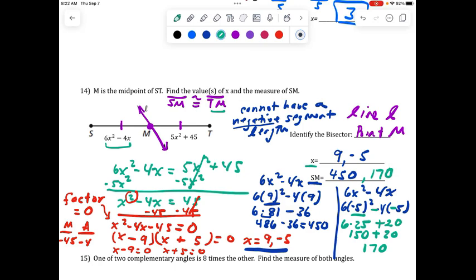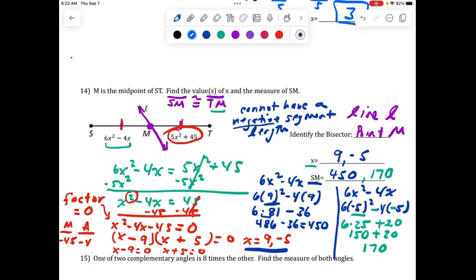Now what you could do to make sure that your answer makes sense is you also could plug your x values into the other side, because we know that these two segments should be equal to each other. So if you'd like to, on a test, make sure that your answers are right, you could take 9 and plug it in. And let me do the work up here.